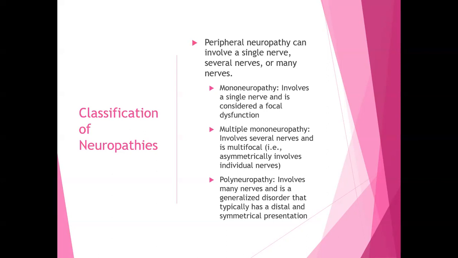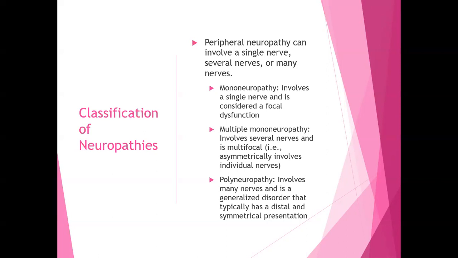So mononeuropathy is focal dysfunction. So just that one area is affected. Multiple mononeuropathy is multifocal. So you might have things going on asymmetrically throughout the body. Polyneuropathy is a generalized disorder that typically presents symmetrically, and it starts distally and moves proximally. So the dysfunction can be due to damage to axons, damage to myelin sheaths, or both.